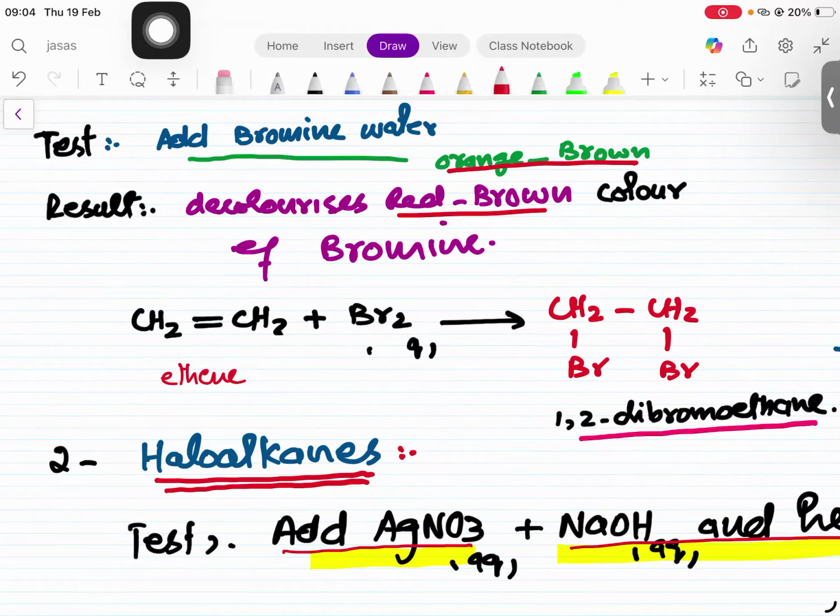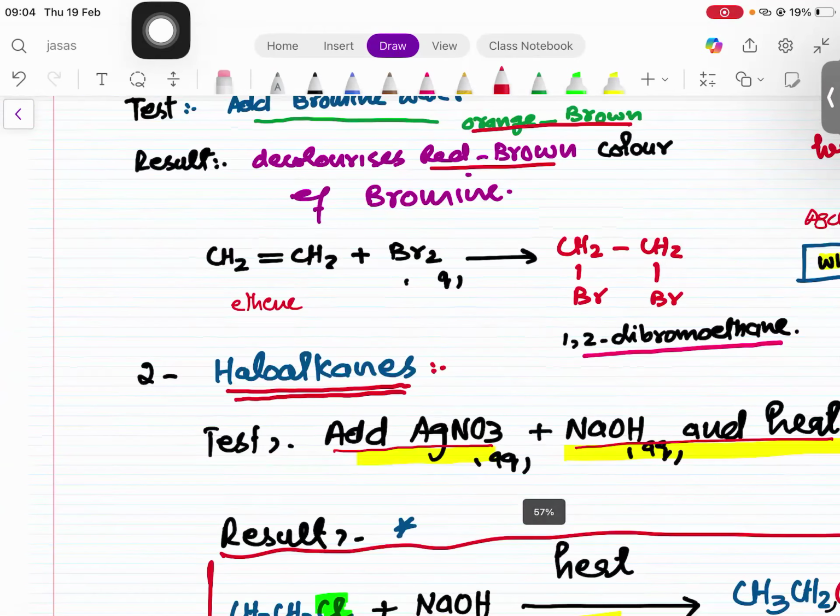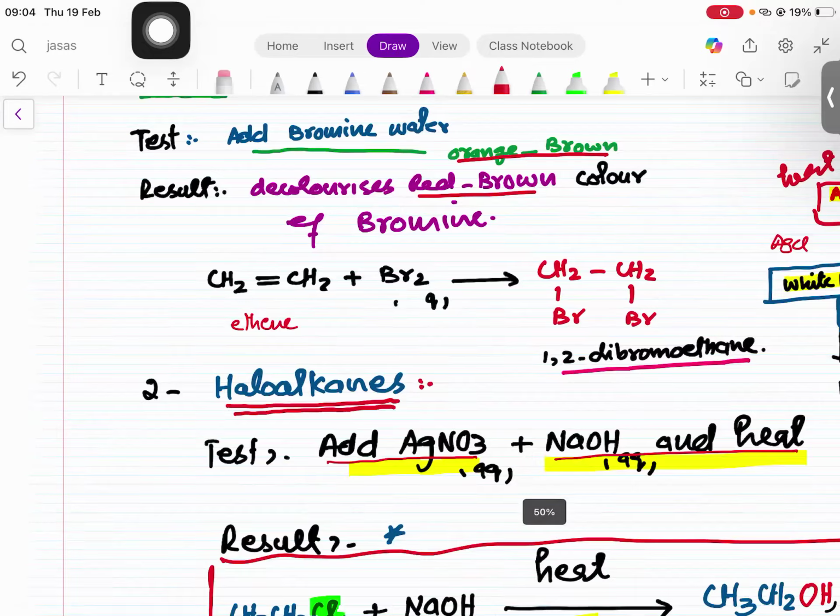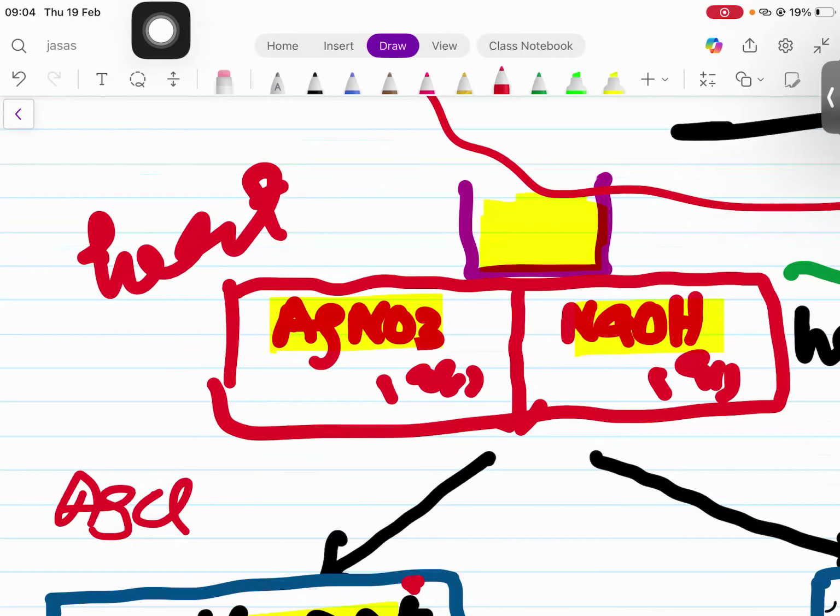How to identify the haloalkanes? If you suspect this is a haloalkane, this is a bit tricky. Please pay attention. If I suspect that this container contains a haloalkane, I have to add two things. It's actually the combination of what we have also done in inorganic. You add sodium hydroxide aqueous into a haloalkane and then silver nitrate and then heat them. What do you add? Silver nitrate, sodium hydroxide, aqueous, and heat.